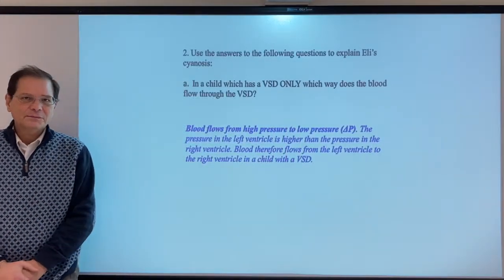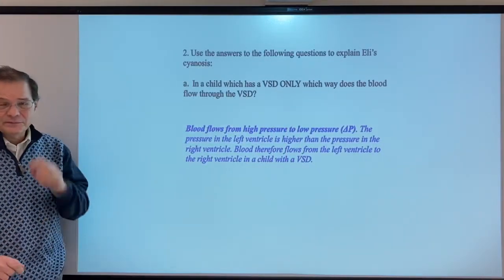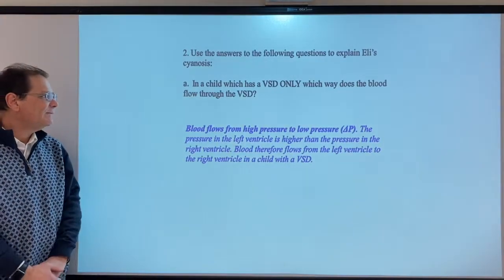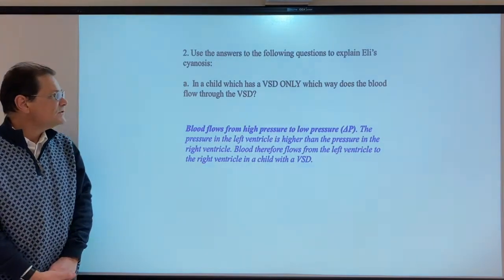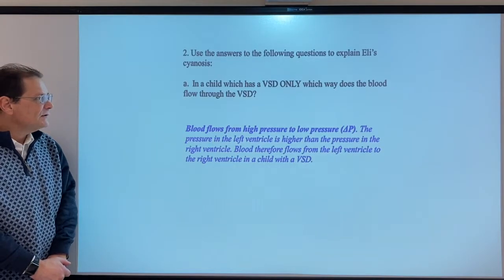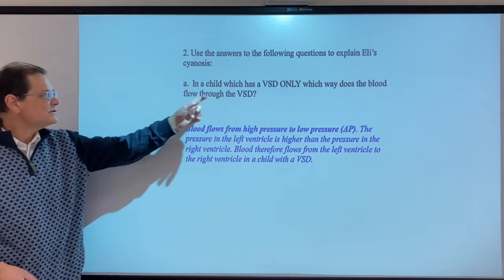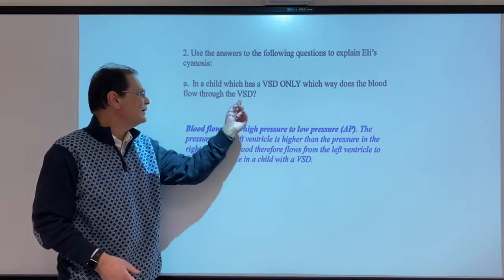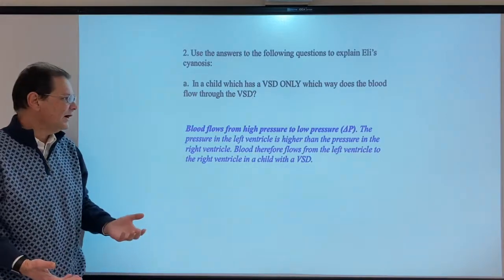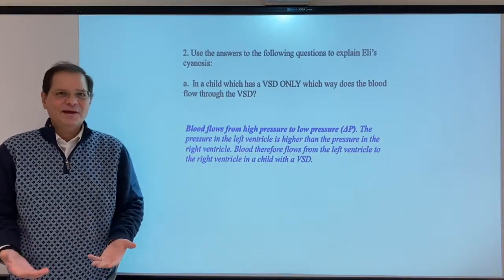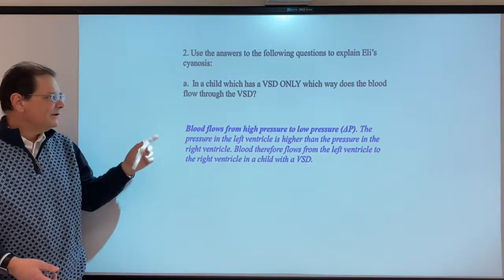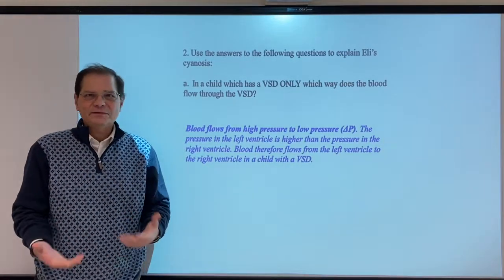Okay, so let's talk a little bit about the physiology exercises from the Eli Whitney case session. The first question that I had a lot to do with was question number 2 in the exercise here. It's a question which is simple enough. It asks, in a child which has a VSD only, which way does the blood flow through the VSD? So here we're assuming that this is a child that's very early on, that doesn't have Eisenmenger's or anything like that, okay? And so this is a very simple explanation.